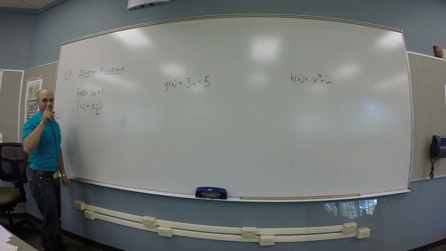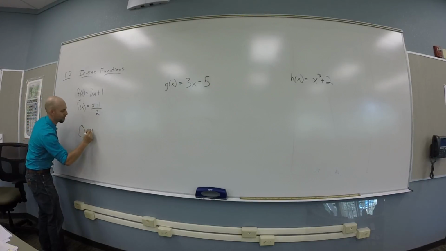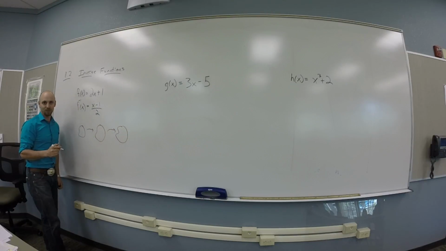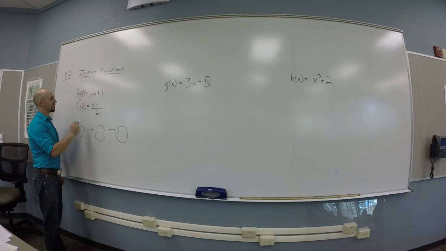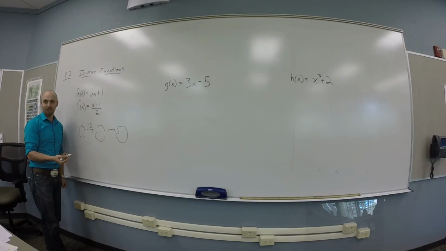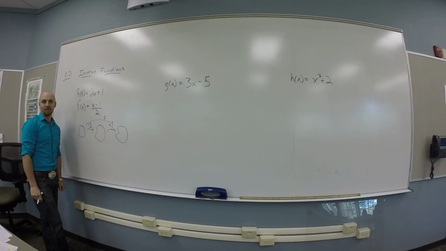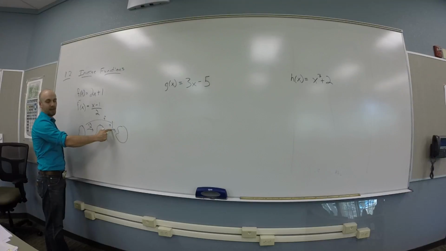Start with the last thing you did. I would recommend personally building toward the bubbles, but do what you gotta do. So the first thing I do to an x is multiply it by 2. Then the last thing I do to an x is add 1. So this is f: it does 2x and then adds 1.